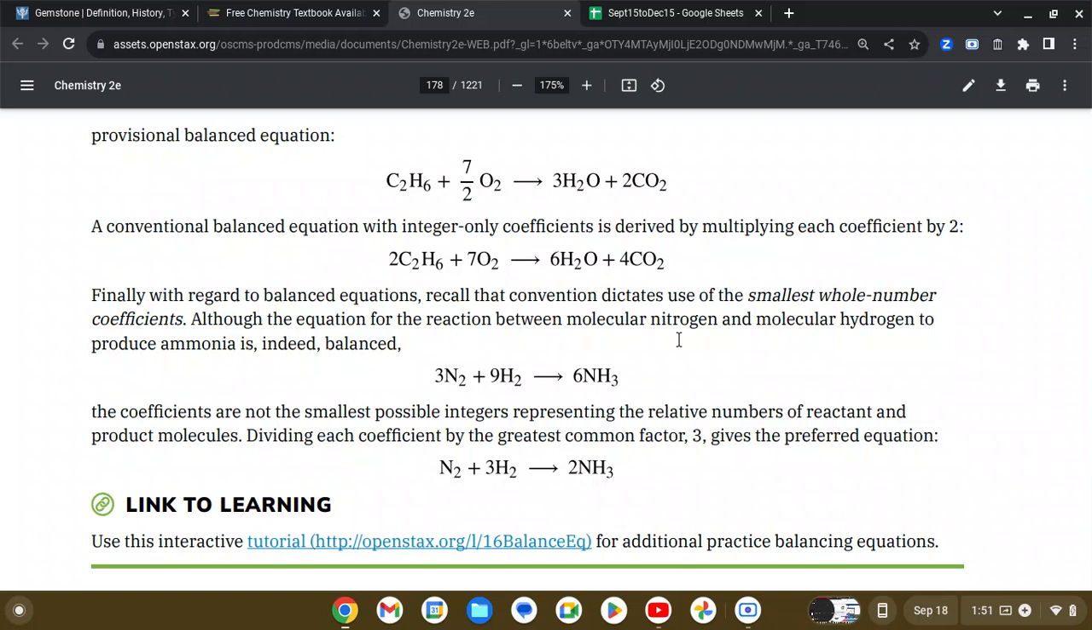Although the equation between molecular nitrogen and molecular hydrogen to produce ammonia is indeed balanced, the coefficients are not the smallest possible integers representing the relative numbers of reactant and product molecules. Dividing each coefficient by the greatest common factor, 3, gives the preferred equation there.